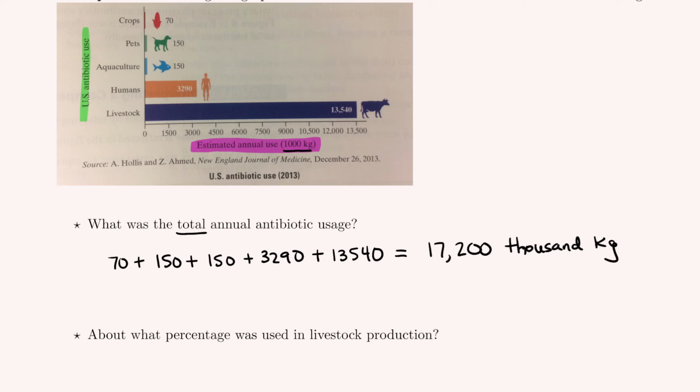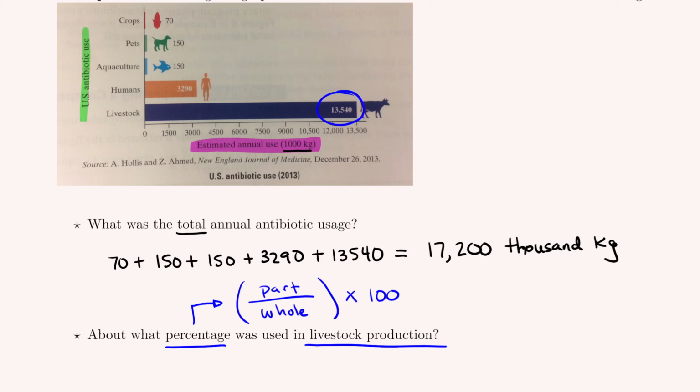Next, we are asked about what percentage was used in livestock production. Now, if you're ever asked to find the percentage that occurs, remember this formula. The percentage can be found by taking the part, dividing it by the whole, and then multiplying it by 100. So in our case, the part that's used for livestock we can see is 13,540,000 kilograms.